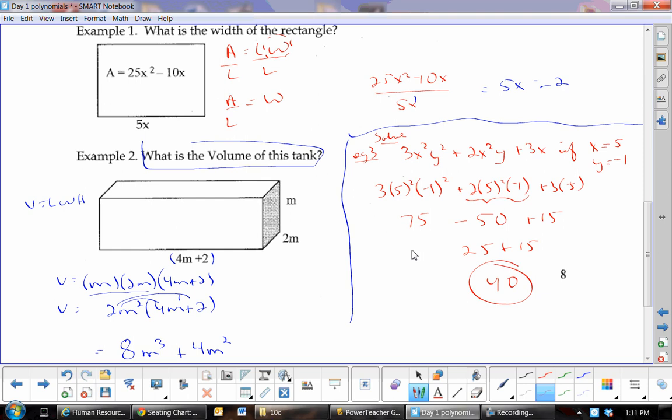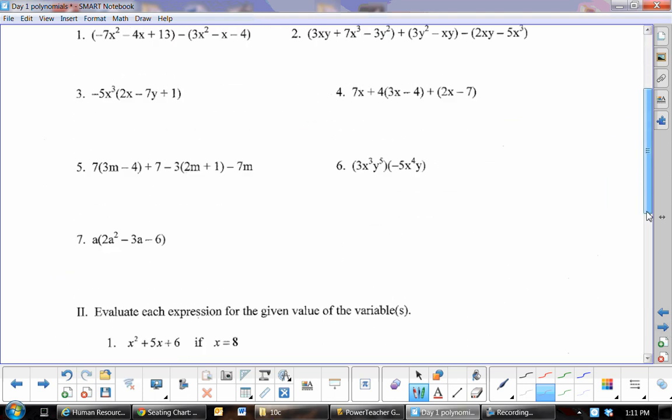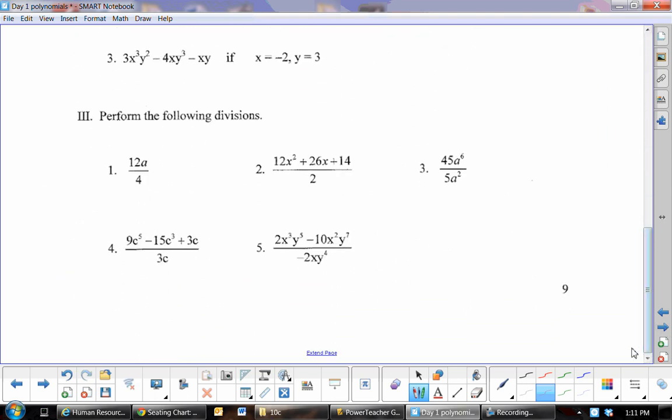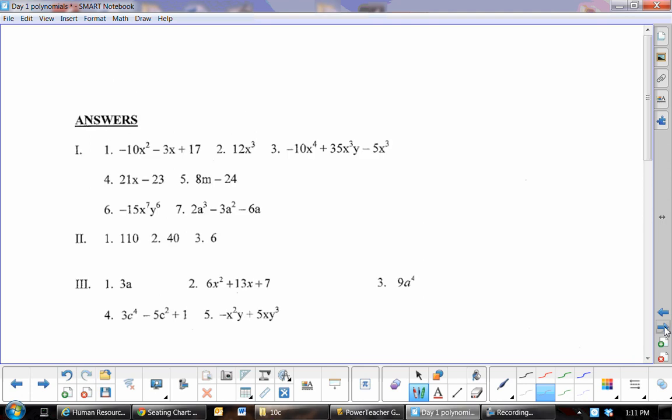So you can look at the next page and start. See the whole page. It's going to take you about 10 minutes. The answers are on the page that follows that.